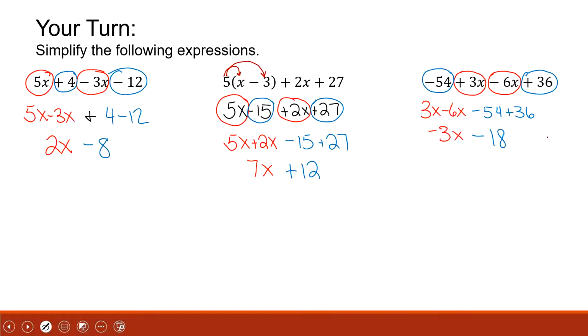Then I go and combine my like terms. Again, I circle them by color. I end up finally with 7x plus 12. The last example, combine my like terms. 3x plus 3x minus 6x becomes minus 3x at the end. Negative 54 plus 36 becomes negative 18. So our final answer there is minus 3x minus 18.